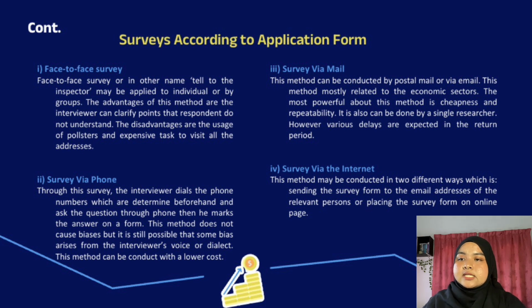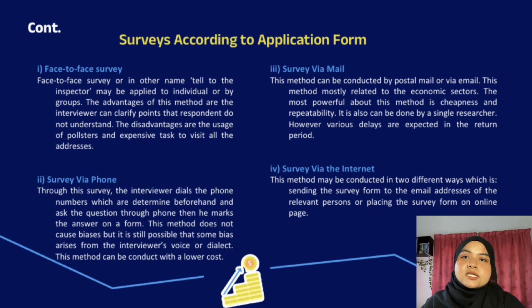The second one is survey by phone. Through this survey, the interviewer dials the phone numbers, which are determined beforehand, and asks the questions through phones, then marks the answer on a form. This method does not cause biases, but it is still possible that some bias arises from the interviewer's voice or dialect. This method can be conducted at a lower cost.